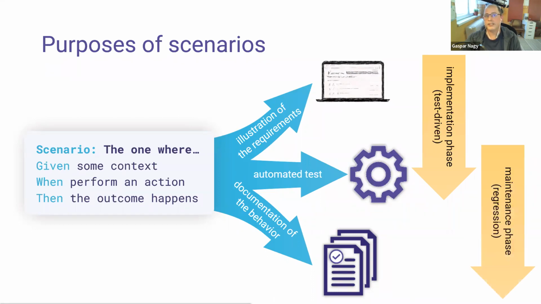And the automated test and the documentation aspect are more important in the maintenance phase, where these automated tests are becoming a very good regression test. And if you need to know anything about how the application is supposed to work, then you can always go back to the scenario. So that's the three purposes.